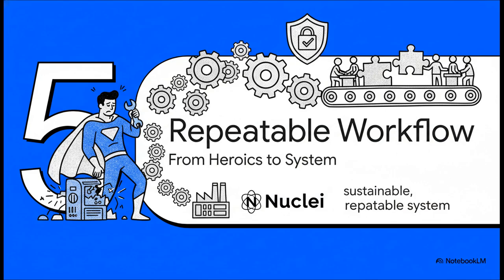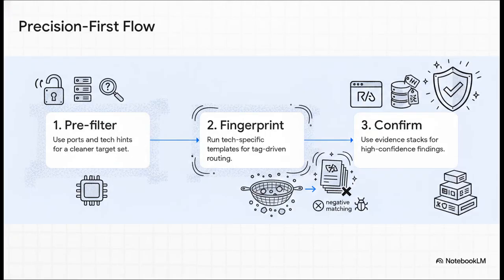Okay, so we've covered a bunch of individual tactics. Now let's put it all together. Because the goal isn't just to be a hero who fixes one bad template. The goal is to build a repeatable, sustainable system that keeps all of your templates in a high-precision state. And this is what that system looks like. It's a simple three-stage flow.